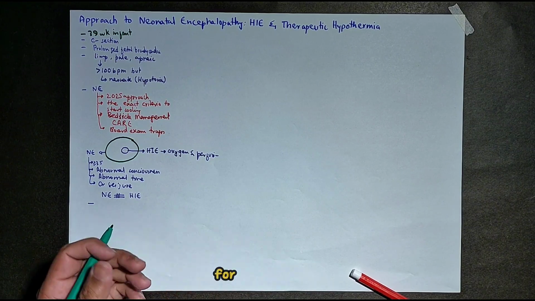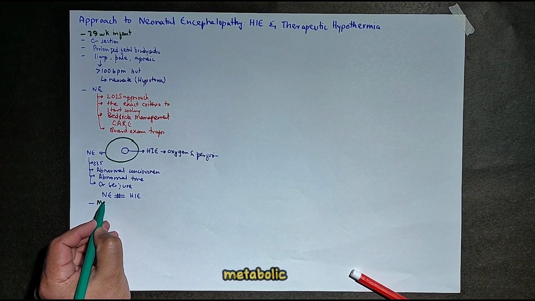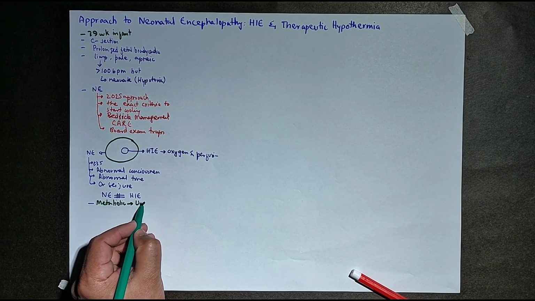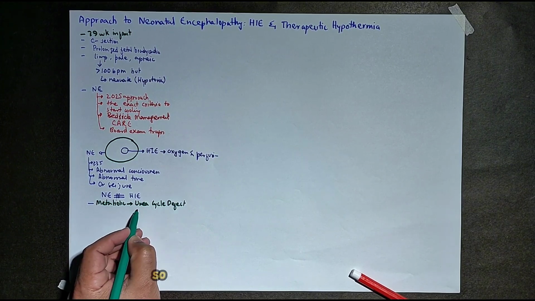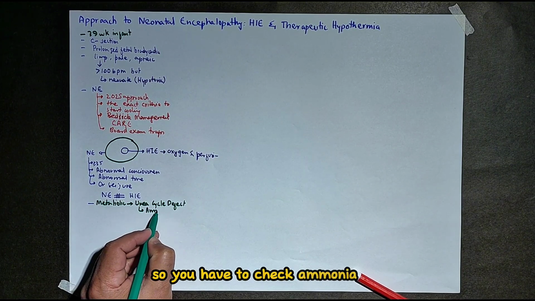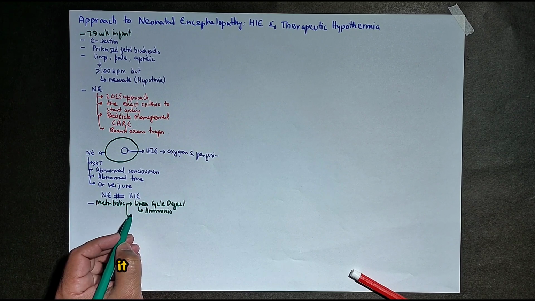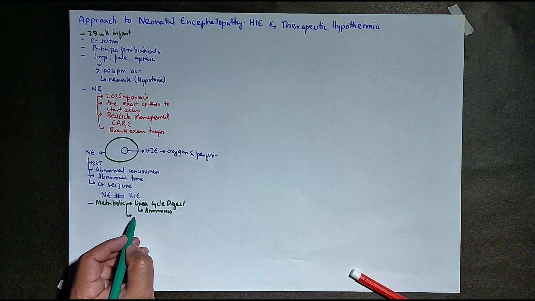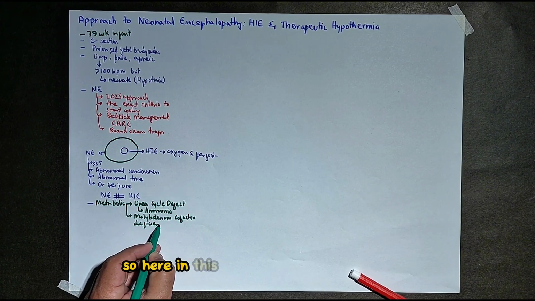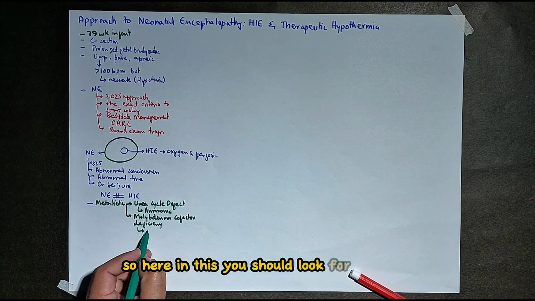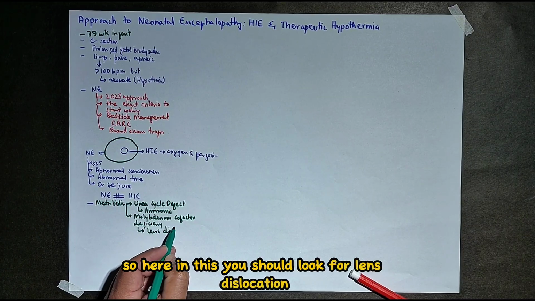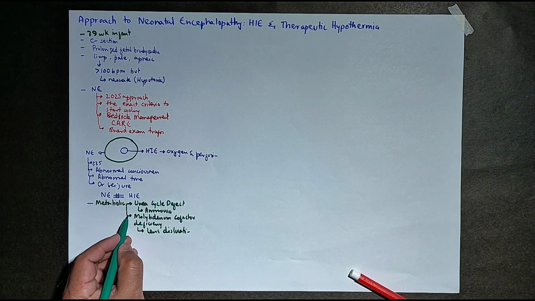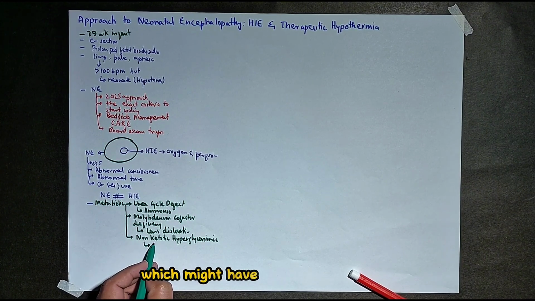Mimics are, for example, metabolic, which might include urea cycle defect, so you have to check ammonia. It might be due to molybdenum cofactor deficiency, where you should look for lens dislocation. Or non-ketotic hyperglycinemia, which might have hiccups in utero.